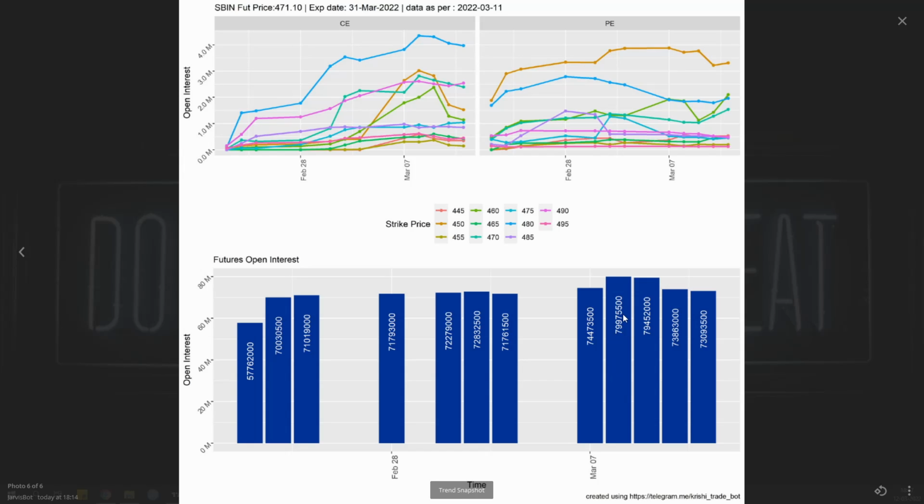And looking at the futures trend, we see that for the last 4 days there has been a drop in futures OI. We can identify from the price move whether it is short covering, long unwinding, or long build up. Here the contracts have been covered and the price has been increasing, so this is short covering.